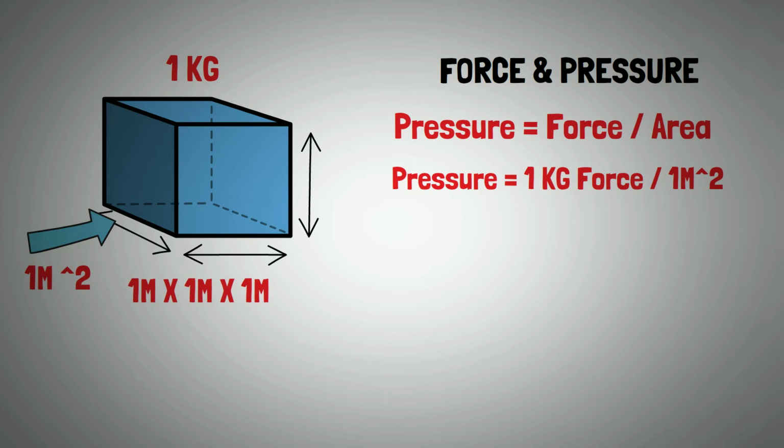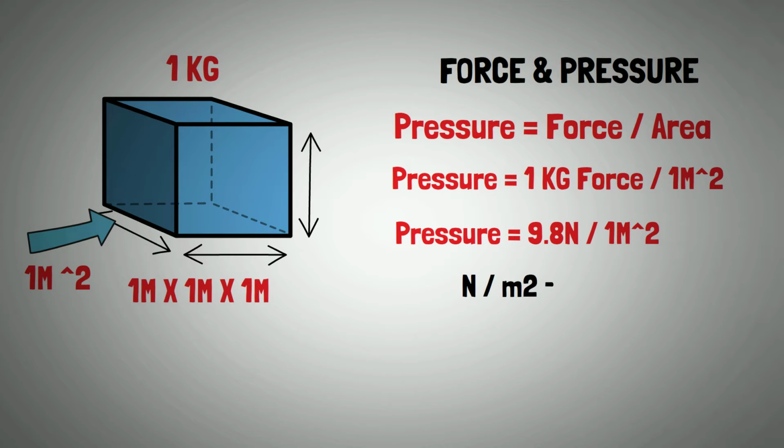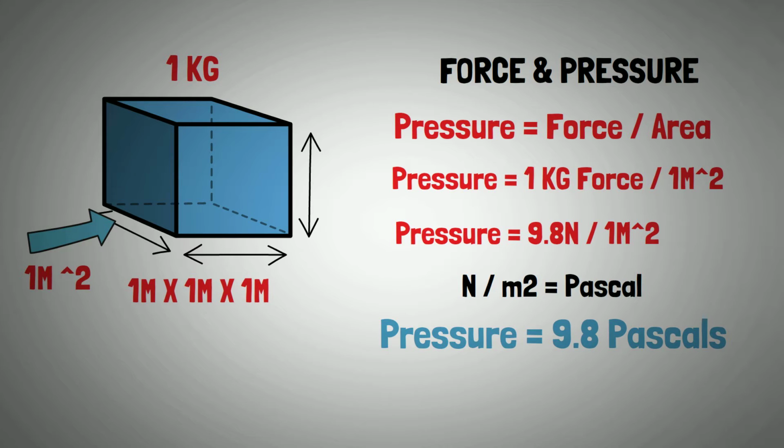As we've just calculated, 1 kilogram of force is equal to 9.8 newtons. So we can define the pressure the 1 kilogram cube is exerting on the ground to be 9.8 newtons per metre squared. Newtons per metre squared can also be called pascals, which is the default unit we measure pressure in. So we can simply define the pressure the cube exerts on the ground as 9.8 pascals.